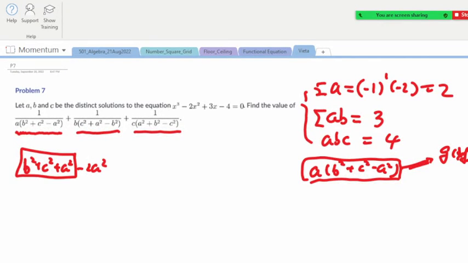Okay, now first, how do we calculate sigma a squared? We just square this equation minus 2 times this. Good. Sigma a squared minus 2 sigma ab. Okay, this is negative 2. What does this one say? The sum of the squares is negative 2. It must be what roots?